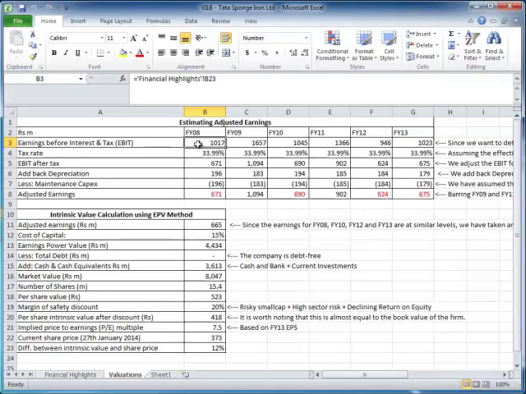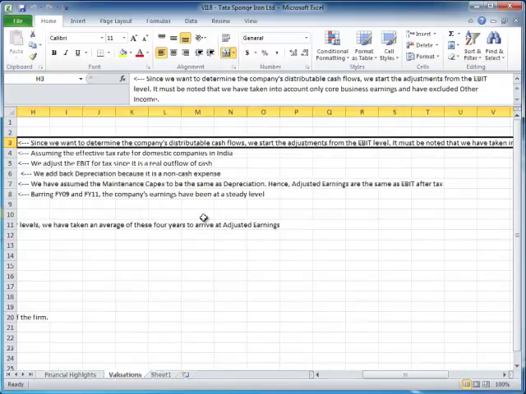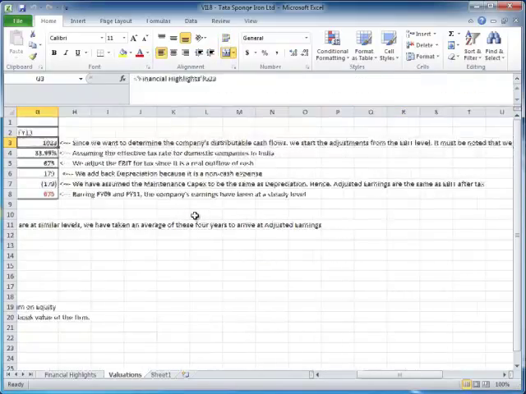So we start with the earnings before interest and taxes, which is taken from the financial highlights, B23. That's on the previous tab that we looked at, and we've done this for each of the last 6 years. Then we take the tax rate. The tax rate assumes the effective tax rate for domestic companies in India, at about 34%. One other note on the earnings before interest and taxes.